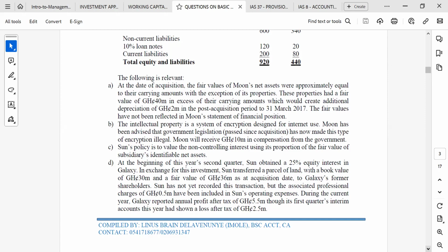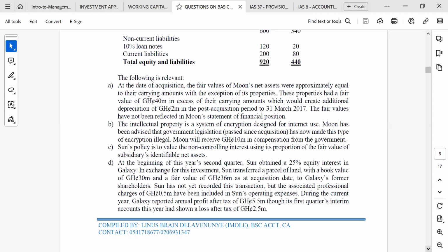Okay. So what are they saying? They are saying that the net assets that we have calculated from the statement of financial position, we haven't included what? 40 million, which is the fair value being higher than the carrying value. So at the date of acquisition, the fair value of Moon's net assets were approximately equal to their carrying amount, with the exception of the properties. These properties had a fair value of 40 million in excess of the carrying amount, which would create additional depreciation of 2 million in the post-acquisition period to 31 March 2017.